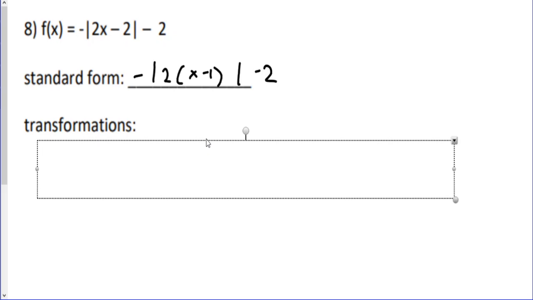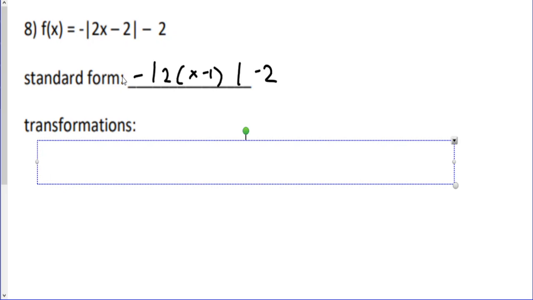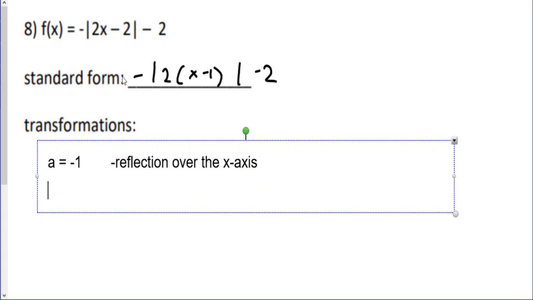So I have an A value, which is equal to -1. That's that negative that's sitting on the outside of the absolute value. Okay, that's going to cause a reflection over the x-axis, and that's it. Remember, 1's neutral, so no stretches or compressions.